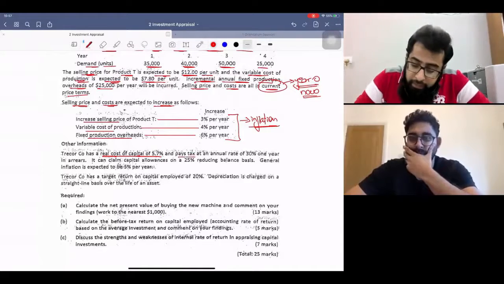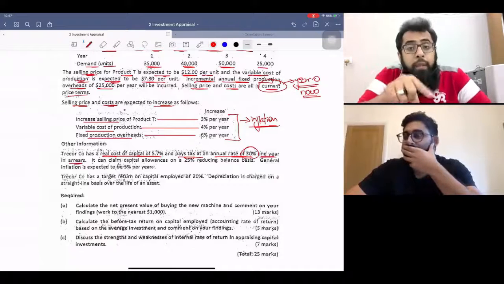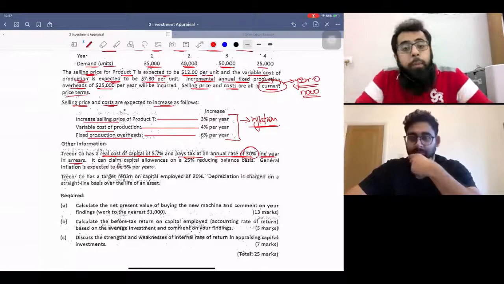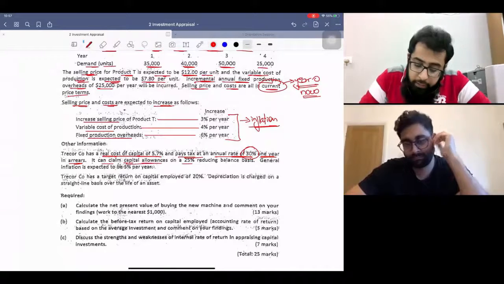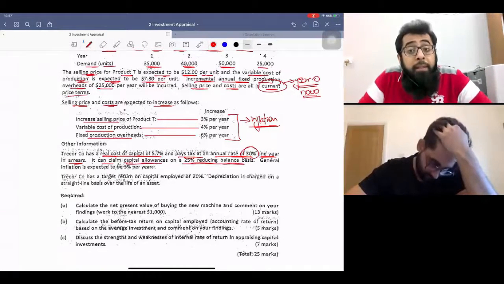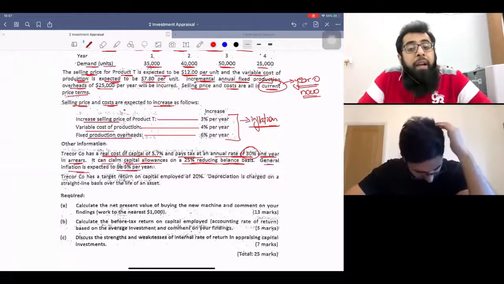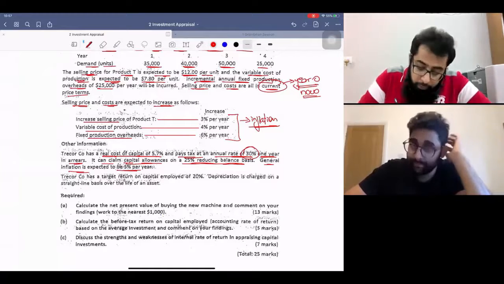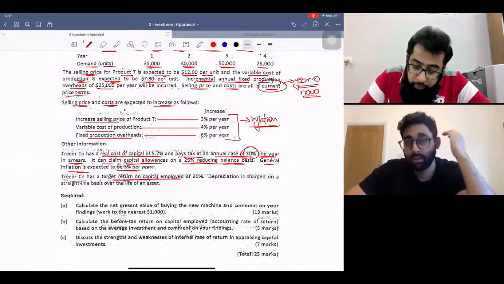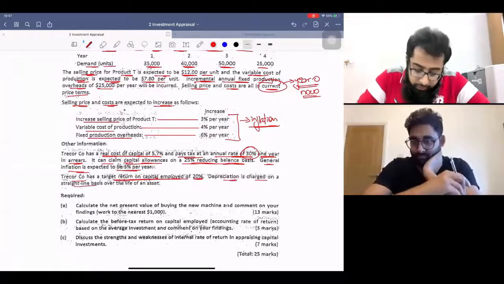Pays tax at an annual rate of 30%, 1 year in arrear. 1 year in arrear means that this year's tax will be paid in the next year. It can claim capital allowances at 25%, reducing balance basis. General inflation is expected to be 5% per year. Tricor Company has a target return on capital employed of 20% and depreciation is charged on straight line basis.